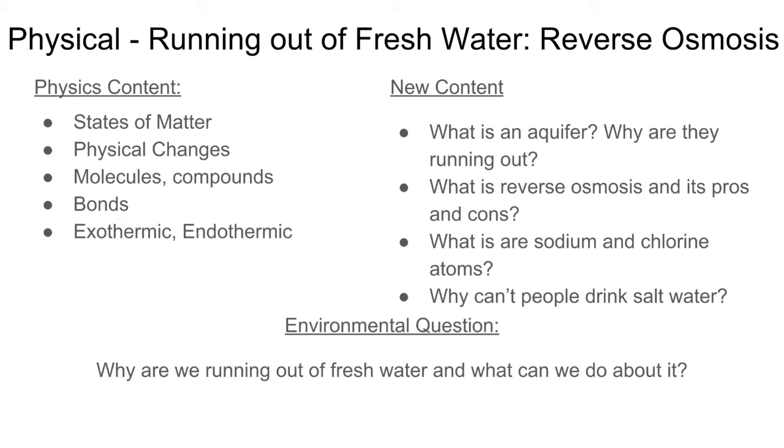Next one, physical, running out of fresh water, reverse osmosis. Reverse osmosis is really cool. Your physics content: states of matter, physical changes, molecules, compounds, bonds, endothermic, exothermic. The new content you're going to have to talk about is: what is an aquifer and why are they running out? What is reverse osmosis and its pros and cons? What are sodium and chlorine ions, and how are they important in this? And why can't people drink salt water? And then the environmental question that ties everything together is: why are we running out of fresh water and what can we do about it?